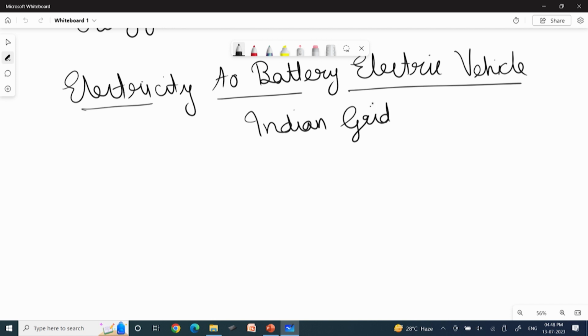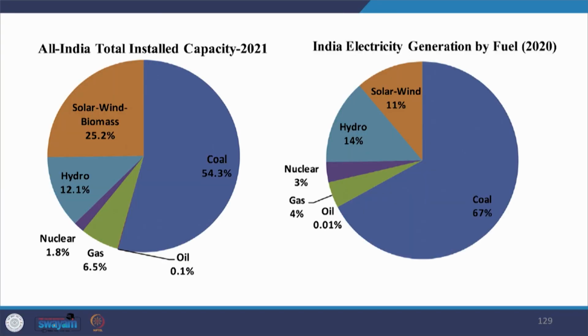Now, the Indian grid is a function of different types of electricity. If you can go back to the slides. So, this is the typical installed and the generation capacity of the Indian grid. If we go with the installed capacity, we see almost 50% or so is coming from coal, and then a significant share from solar, wind and biomass, 12% from hydro. So, if we look at the installed capacity, it seems like a significant part, almost 35%, is coming from renewables.